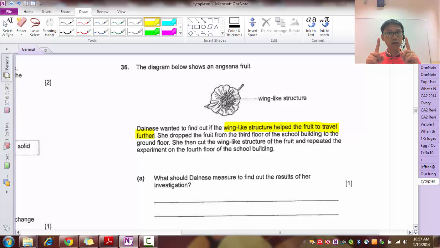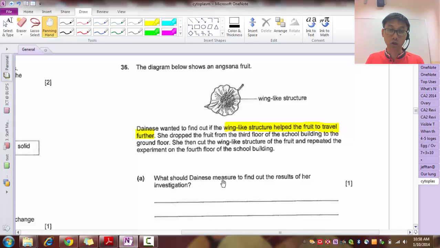So the aim of the experiment is to find out if the wing-like structure helped the fruit travel further. Okay, so first she dropped the fruit from the 3rd floor of the school building to the ground floor. She then cut the wing-like structure of the fruit and repeated the experiment on the 4th floor of the school building. Okay, so basically from here she cut, and it becomes like this. Okay, where the wing-like structure is gone. No more wing-like structure.